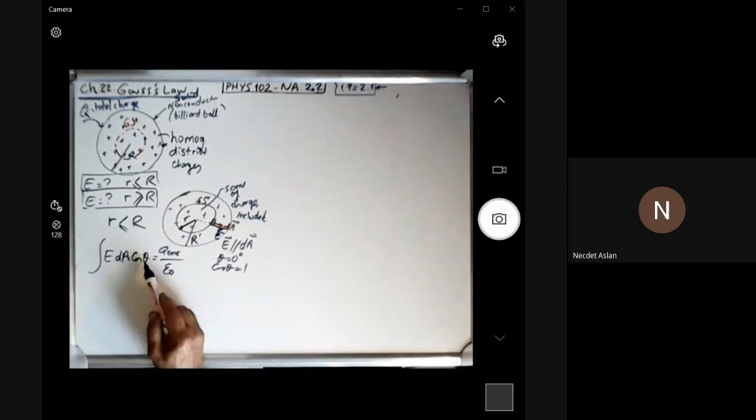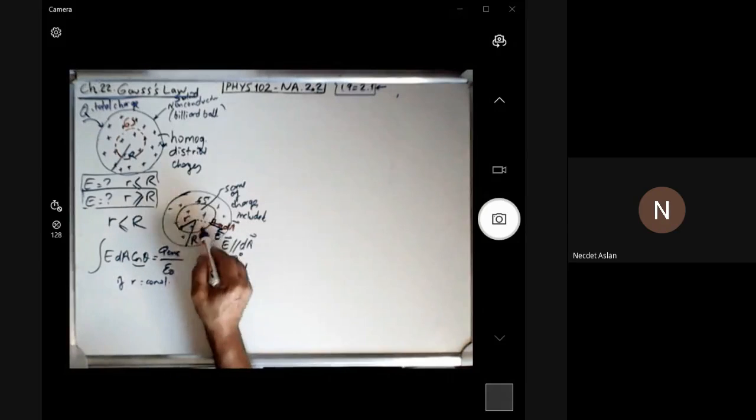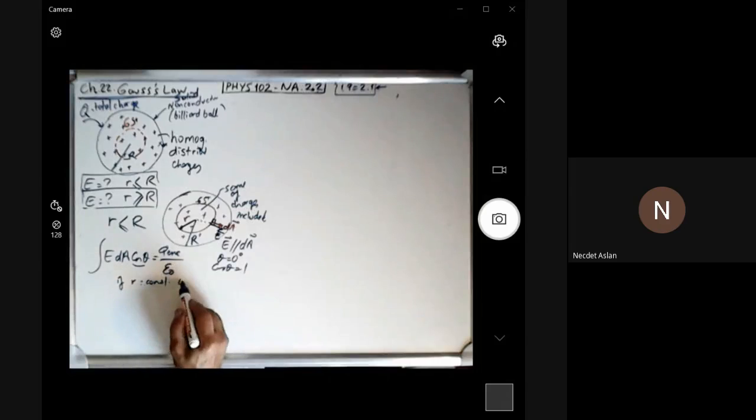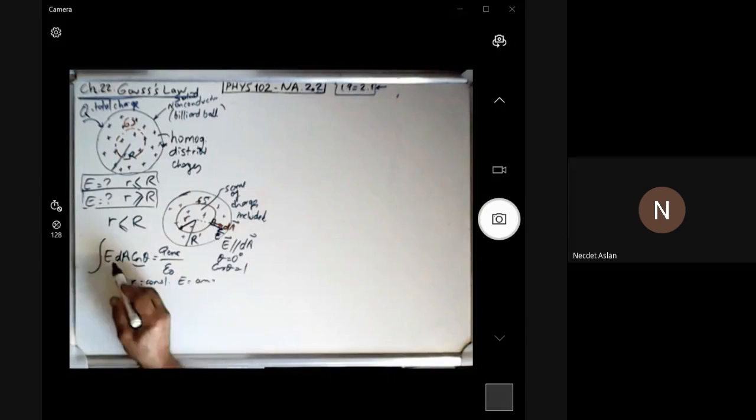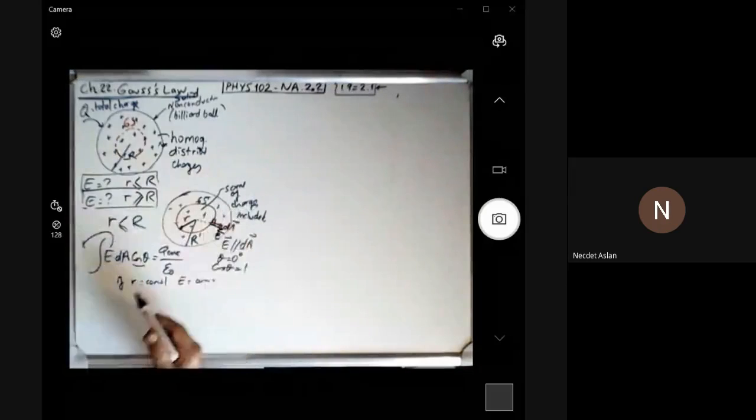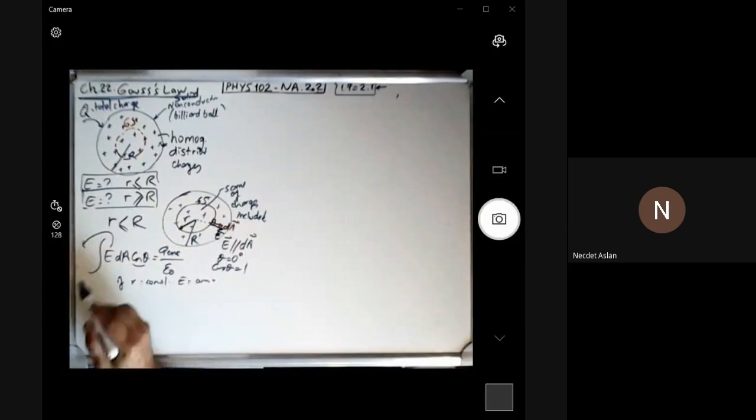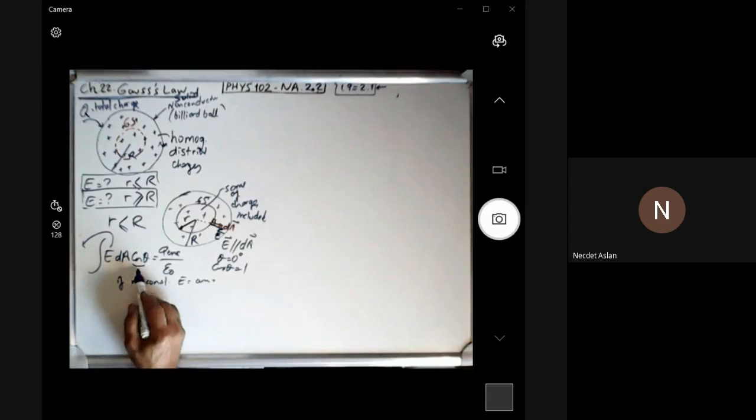So in this case, this is just 1, and what we know also is that if r is constant, which is the case, because on any point on the Gaussian surface, r is constant, electric field is constant, so you can take it outside. This is why we chose it, because we're solving the electric field inside. So electric field is constant, this is equal to 1, so all we are left with is E dA is equal to Q enclosed over epsilon 0.